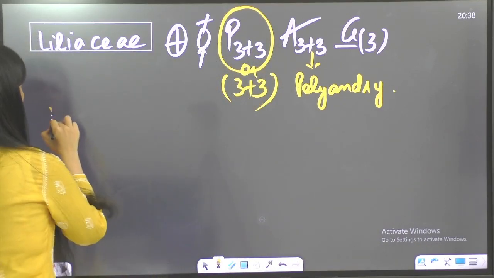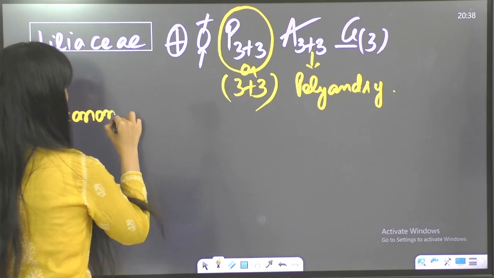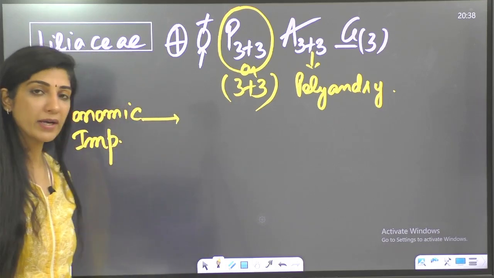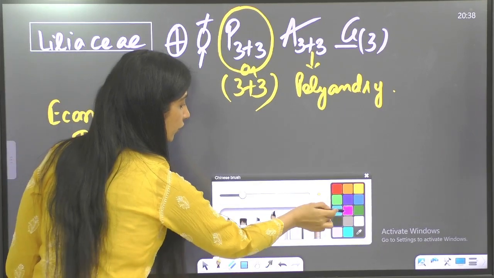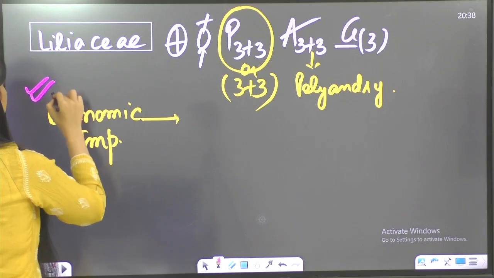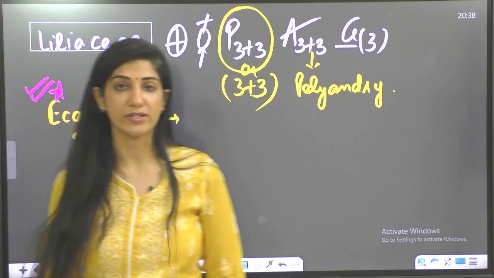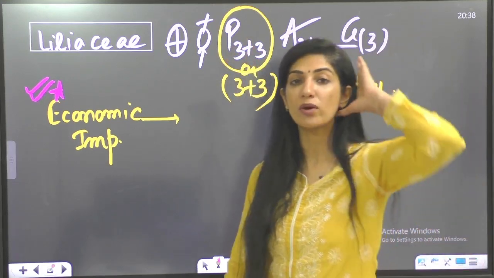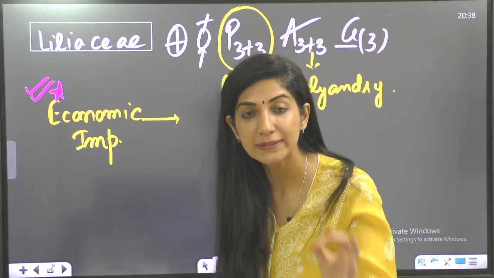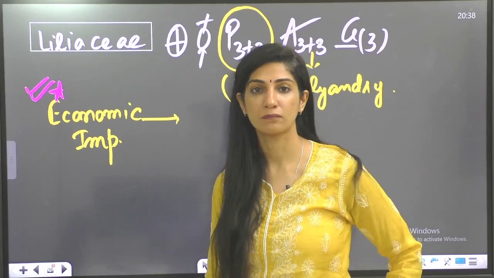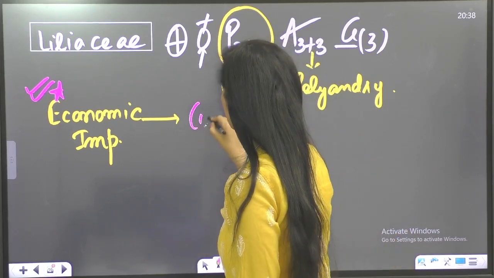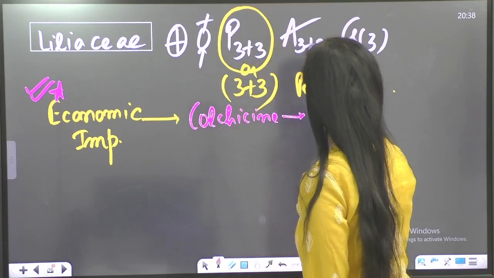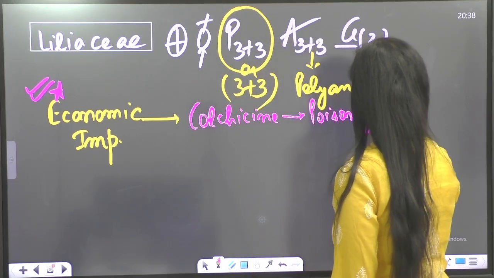Now, economic importance here. Why am I writing it? Why am I focusing on it? Because in the last 2-3 years, this has been asked as a question. Because one of the plants from the Liliaceae family, boys and girls, connects to the chapter of cell division. Listen carefully. You have heard about colchicine. Yes, which is a poison for cell division.